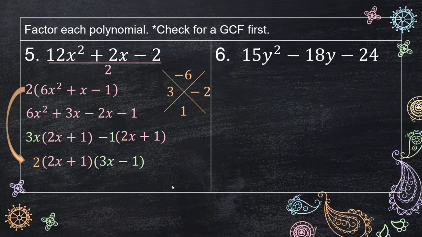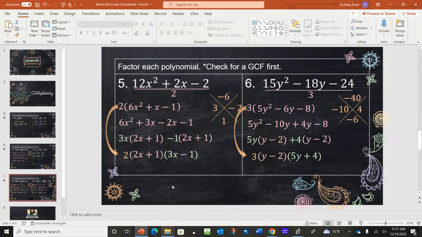And lastly, number 6, all of those terms are divisible by 3. So we factor out the 3.